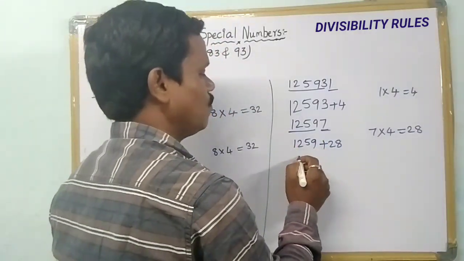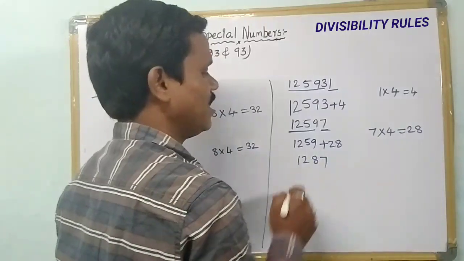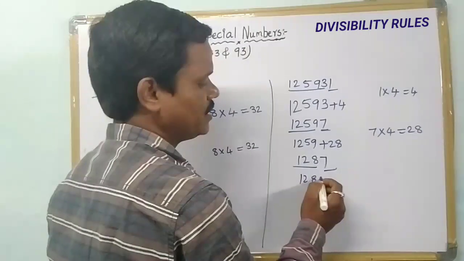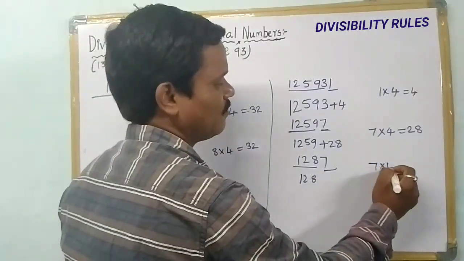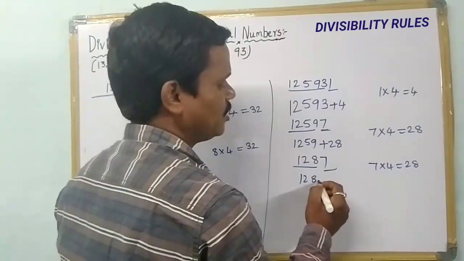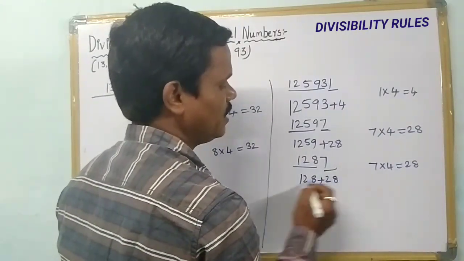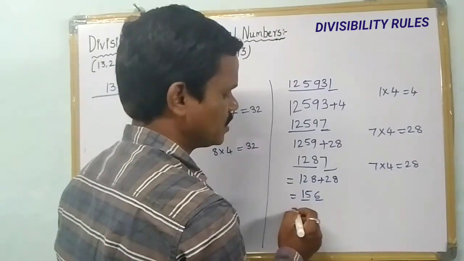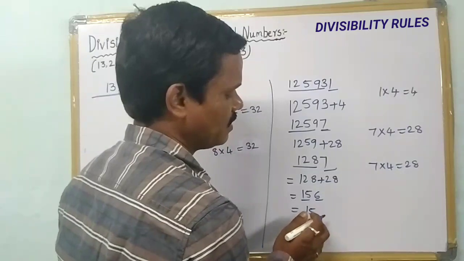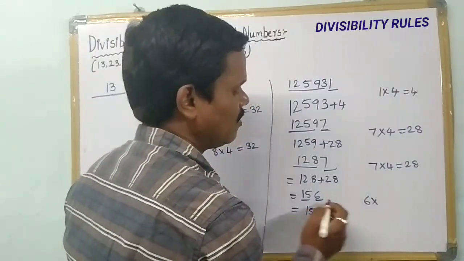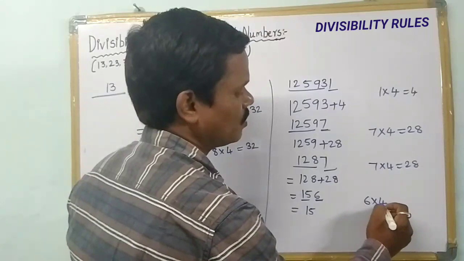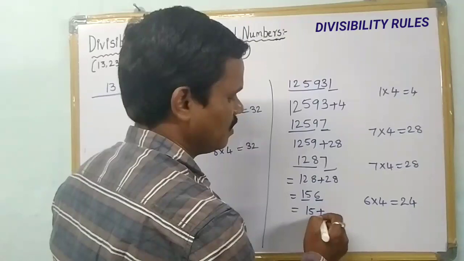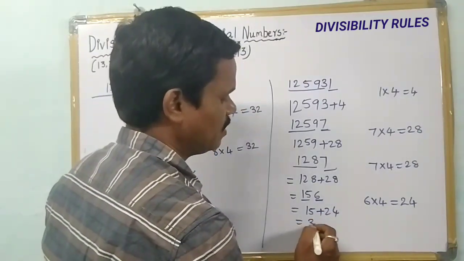What is this answer? 1287. Now again divide it into two parts. 128 is the second part and 7 is the first part. 7 times 4 is 28. Add this: 128 plus 28 is 156. Now again divide it into two parts. 15 is the second part. Next step, multiply the first part number by 4. 6 times 4 is 24. Add to the second part 15. What is this value? 39.